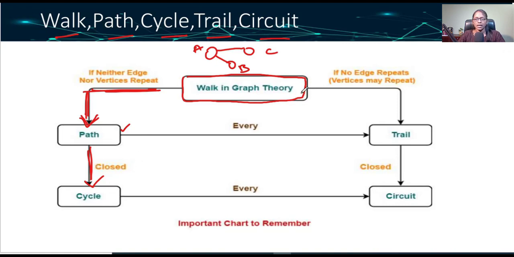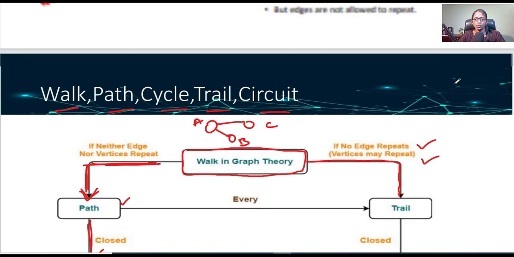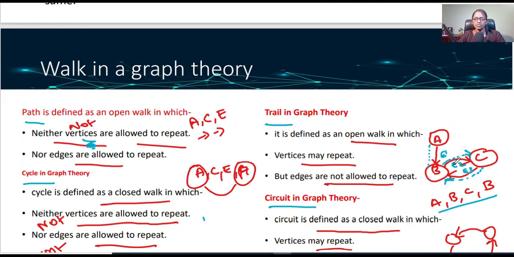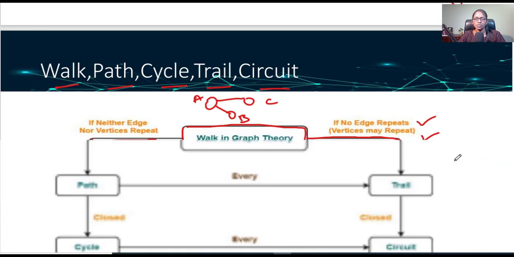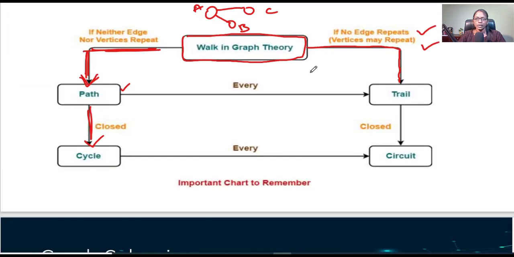And the other way, what are trail and circuit? If no edges repeat but vertices may repeat, I already showed here that the vertices are repeated but edges are not repeated, right? That is called a trail. So when no edges repeat but vertices may repeat, that is called a trail.